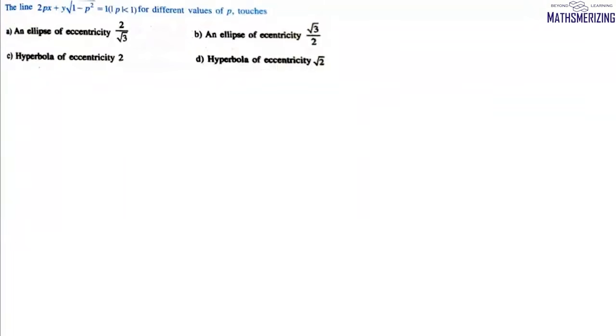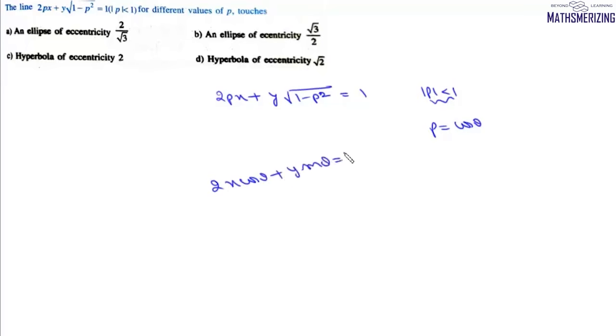Now question number 13 is: if the line 2px plus y under root of (1 minus p square) equals 1, where mod of p is less than 1, for different values of p, it touches which of the following conics? So we know that mod p is less than 1, then we can simply take this p as cos theta. Then we can write this as 2x cos theta plus y sin theta equals 1.